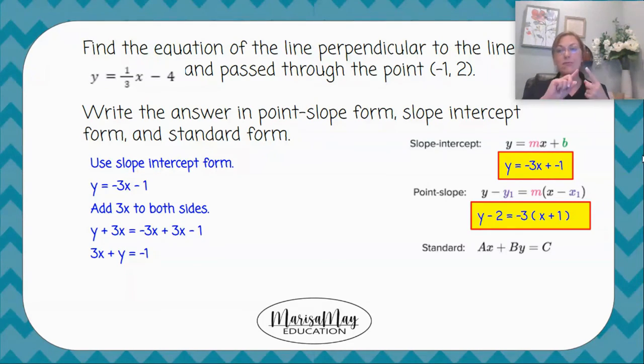Remember, standard form has x and y on the same side of the equation, no fractions or decimals, and the number in front of x has to be positive. So you've got 3 things that need to happen in order for you to have the standard form of a line. Now, just a reminder, all 3 of these equations are the exact same line. They're just in different forms: the slope-intercept form, the point slope form, and then the standard form of a line.